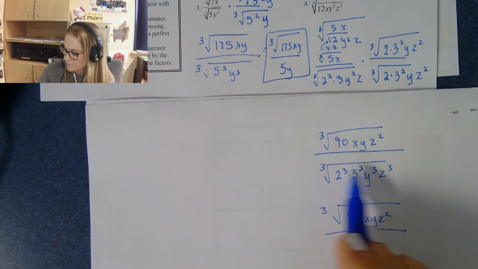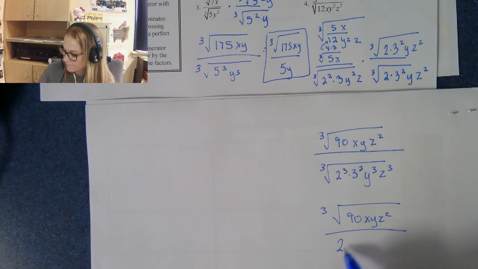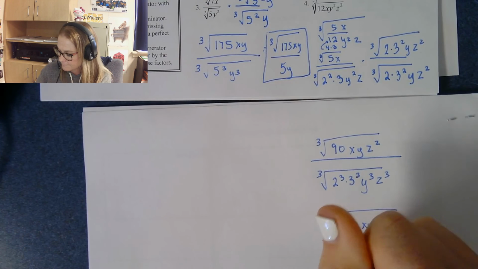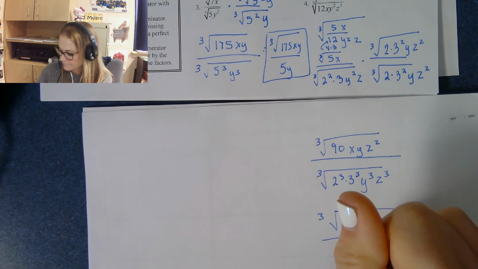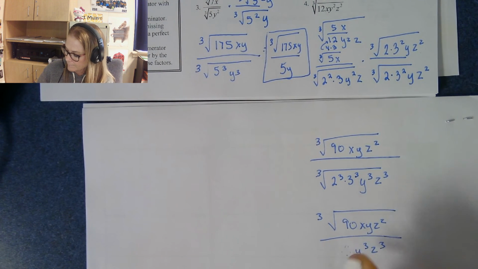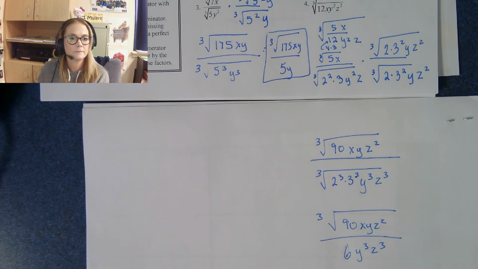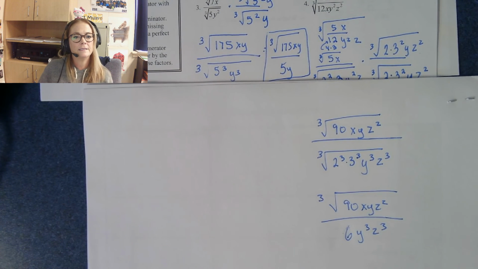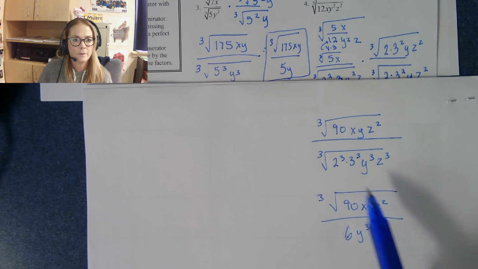These will just knock each other out, and this will just be 2 times 3, y cubed, z cubed. And then 2 times 3 is, of course, 6. So this final answer is right here. Am I going to cancel 6 into 90 by 3's? No. Inside, outside. Am I going to cancel any y's here, any z's here? No. This is under the radical. This has been rationalized, so this is where the problem stops.